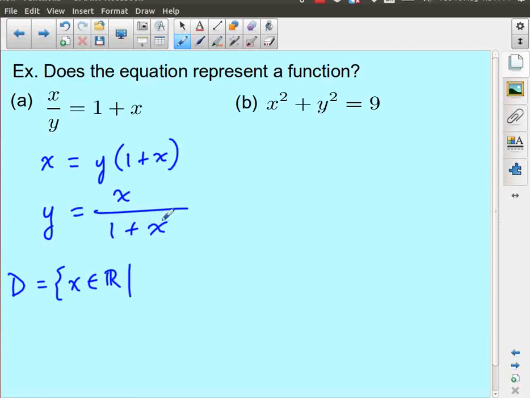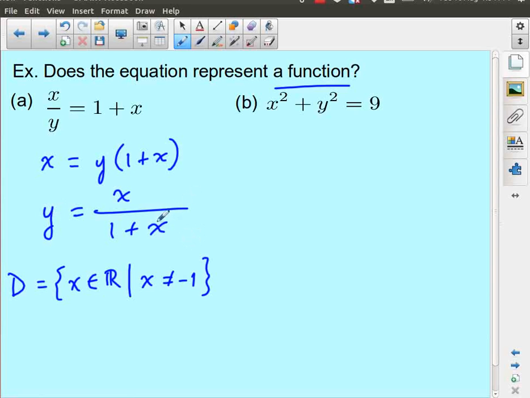The only real restriction we have is on this denominator. I am not allowed to divide by 0. So the only restriction that I can see there is that x cannot be equal to -1. And that's how I would represent that domain. But the question was, is this a function? So, provided I don't put in x equals -1, is there any number I can put in here for x that will give more than one answer for y?